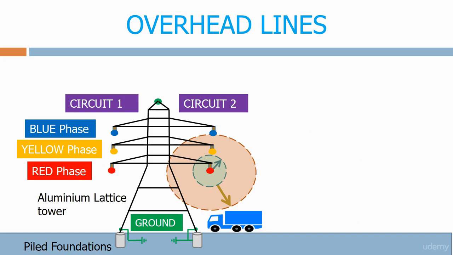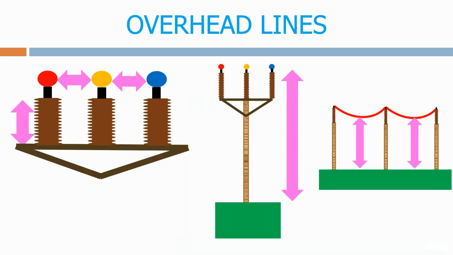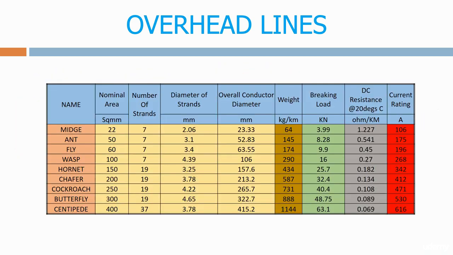The other way that we take power around the network is overhead lines. We look at all the basic elements of overhead lines, including how the towers are constructed, the electrical clearances involved, and the conductor types.